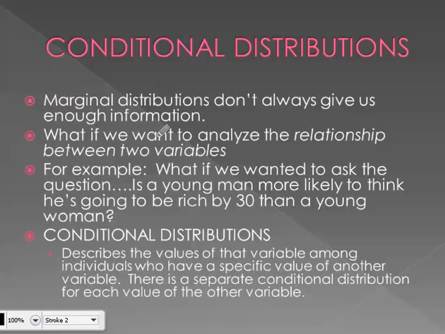What if we wanted to analyze the relationship between two variables? For example, what if we wanted to ask the question, is a young man more likely to think he's going to be rich by 30 than a young woman? Then we have to look at conditional distributions. This describes the values of the variable among the individuals who have a specific value of another variable. These are separate conditional distributions for each value of the other variable.